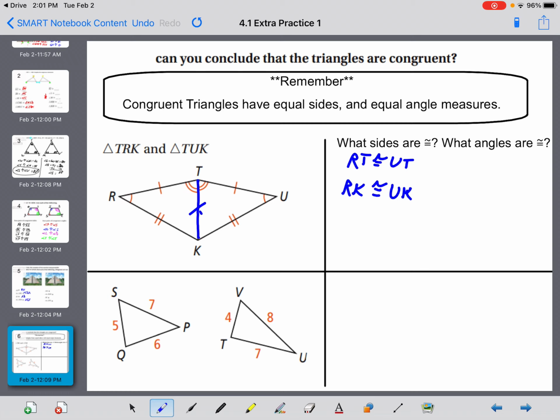Last, we have this line here. It's shared by both triangles, so we're going to set it congruent to itself. Side TK is congruent to TK. Remember, that's called reflexive property. Now I'm going to look at my angles. Angle R is congruent to angle U. Angle RTK is congruent to angle UTK.